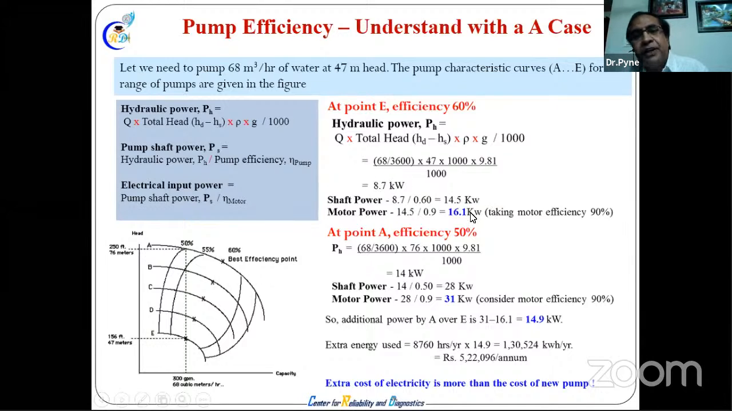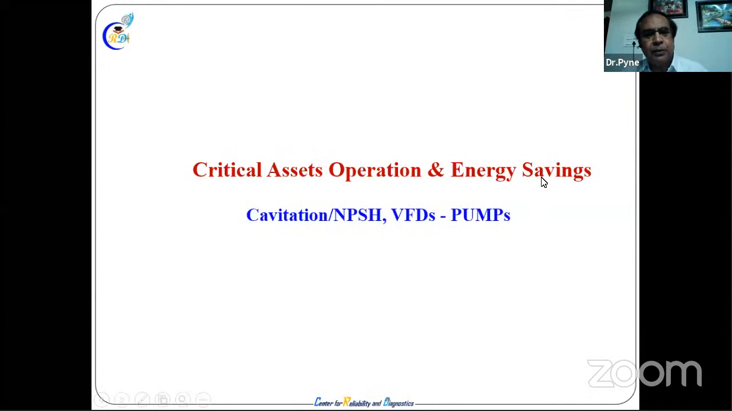For 9 kilowatt you need a 16 kilowatt motor with the efficiency 60%, and with efficiency 50%, it is much higher. It comes around 31 kilowatt. So instead of 16 kilowatt machine, we get instead of 16 kilowatt, we get 13 kilowatt. For 50%, we have to put in a motor of higher capacity, and loss. Higher capacity means loss. So we have to take care of the pump efficiency, and that is the thing you have to understand in this case.